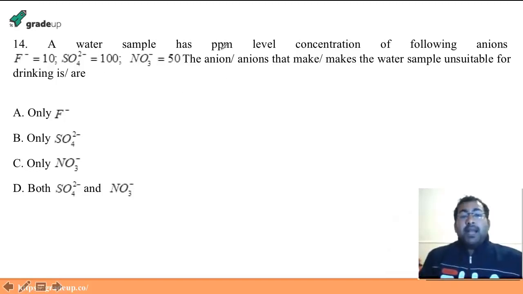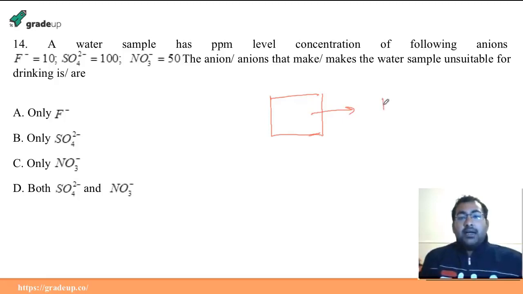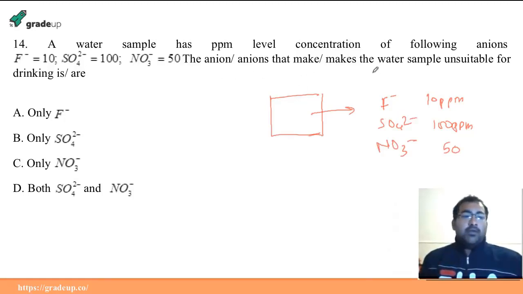A water sample has ppm level concentration of the following anions. So there is basically a water sample, and they have taken measurements of this sample, and found that the concentration of fluoride ion in this sample is 10 ppm. Concentration of sulfate ion is 100 ppm, and concentration of nitrate ion is found to be 50 ppm. Which anions make this water sample unsuitable for drinking?